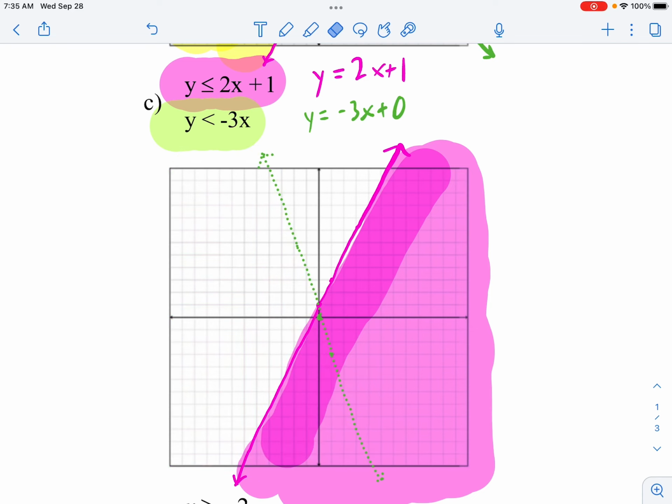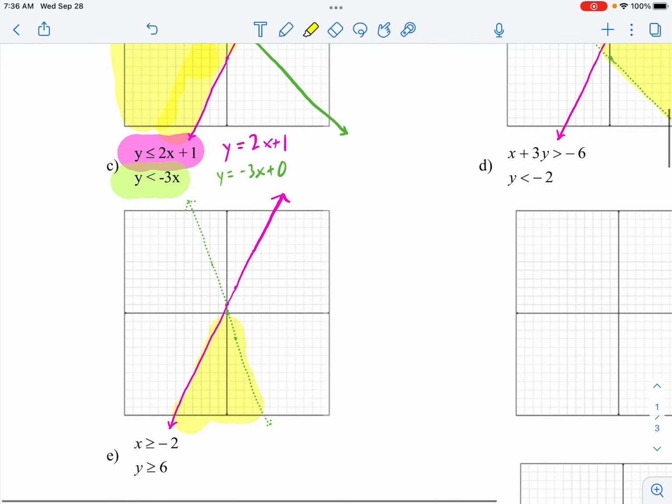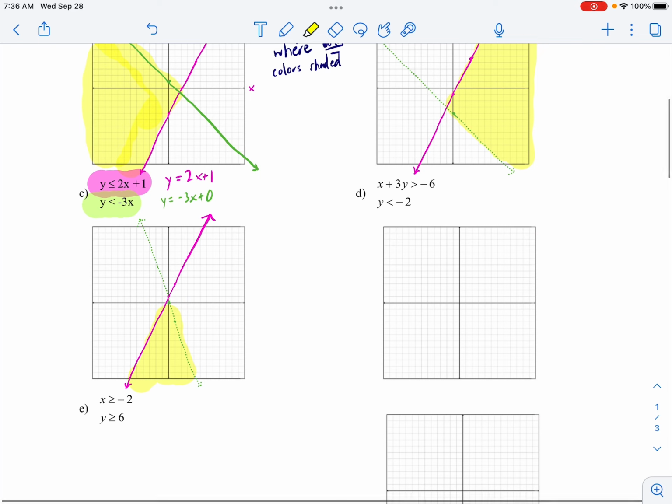So let me get rid of this highlighting and then shade this region down here where I had both colors shaded. Okay, that's my solution. All right, so that's part C in the books.